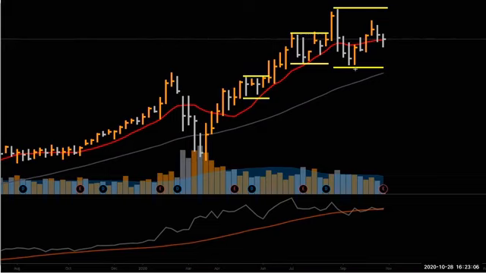When that happens, that resets the entire base count. So over here, this is base number 1. This is base number 2. Because this undercut this, now this is a first stage base.